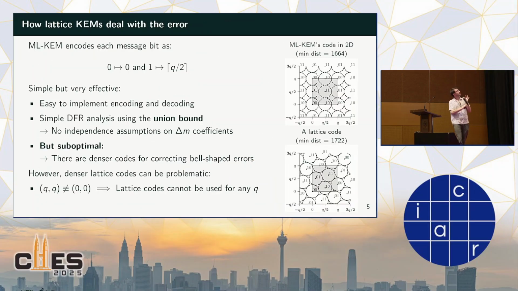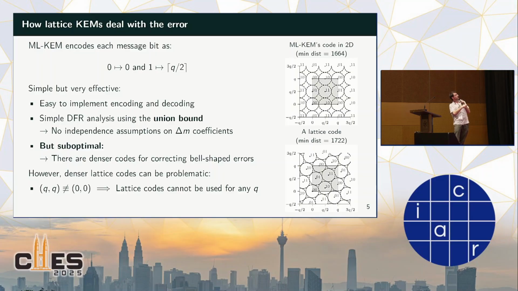Okay, so the typical way in which lattice schemes deal with this type of error is to encode 0 as 0 and 1 as q over 2, where q is the modulus. This is done by most of the lattice-based schemes, and it's very simple and effective. So it's easy to implement the encoding and the decoding. For decoding, you just see if your number, modulo q, is closer to 0 or closer to q over 2, and you decode to 0 or 1 correspondingly. This also allows MLChem to have a simple DFR analysis using the union bound that doesn't require any independence assumptions on the coefficients of delta m, which is great.